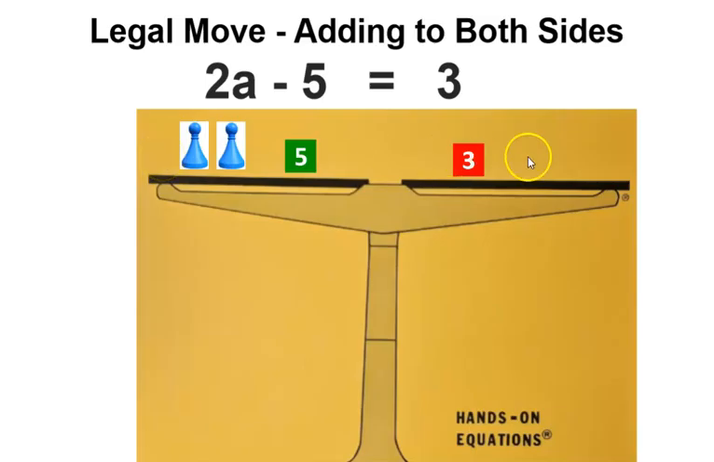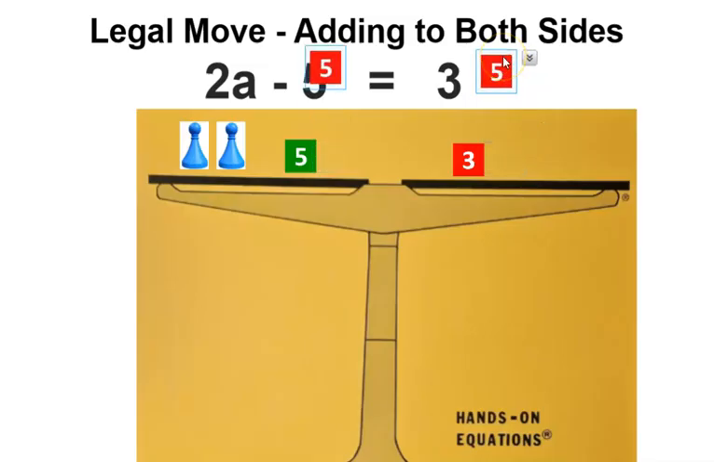I can't take anything off, and there's no zero pairs. And so what we teach them is we're looking to isolate the variable. How can I get this 2a by itself? And I want to get rid of this negative 5. And the way I'm going to do it is really the exact same way we would do in traditional algebra. We're going to add a 5 to both sides.